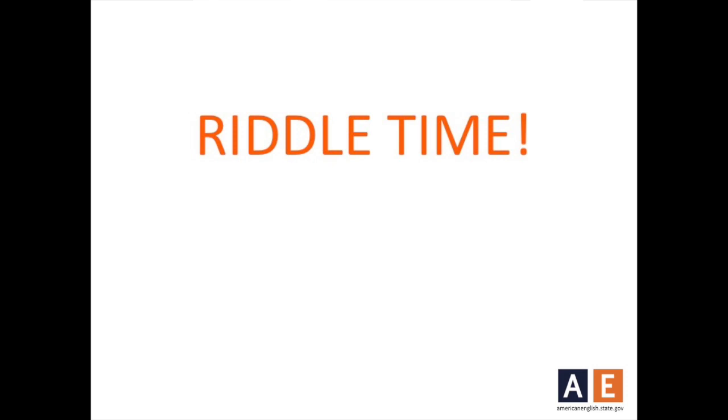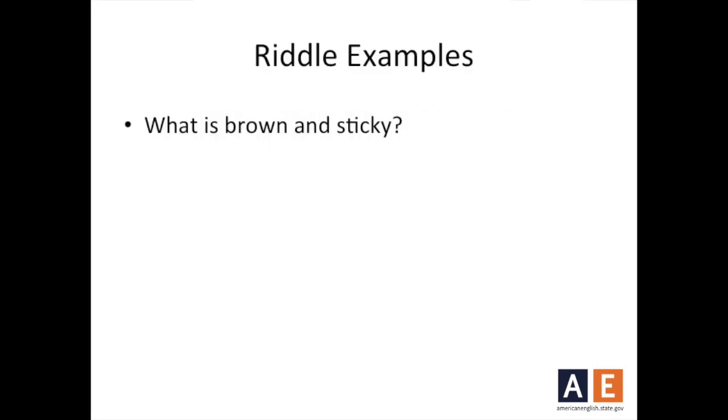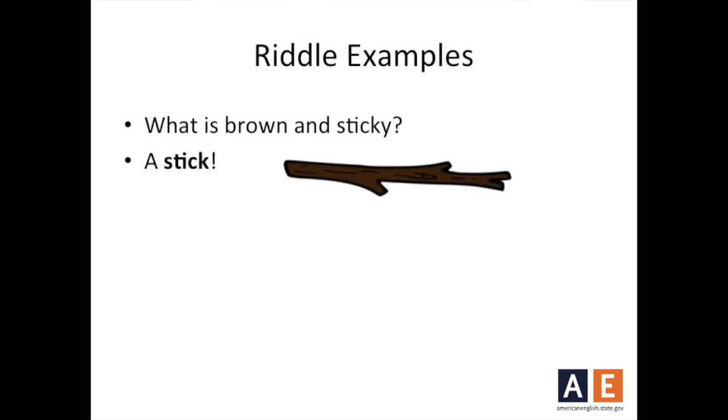Stephen, here's a riddle for you. What is brown and sticky? Brown and sticky. I don't know. A stick! This is a riddle because brown and sticky are typically adjectives, but we are changing the meaning of sticky to mean something that is like a stick. So, sticky or stick-like.